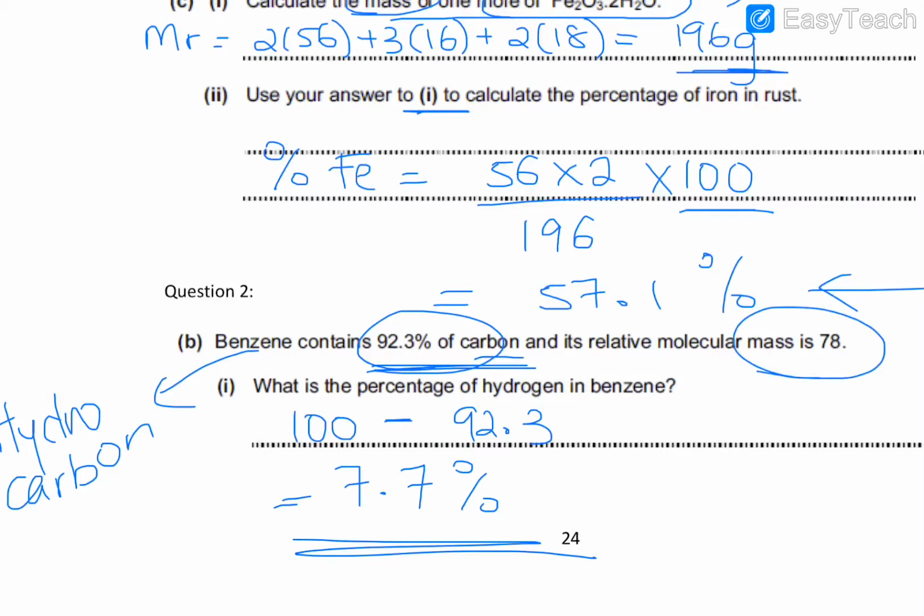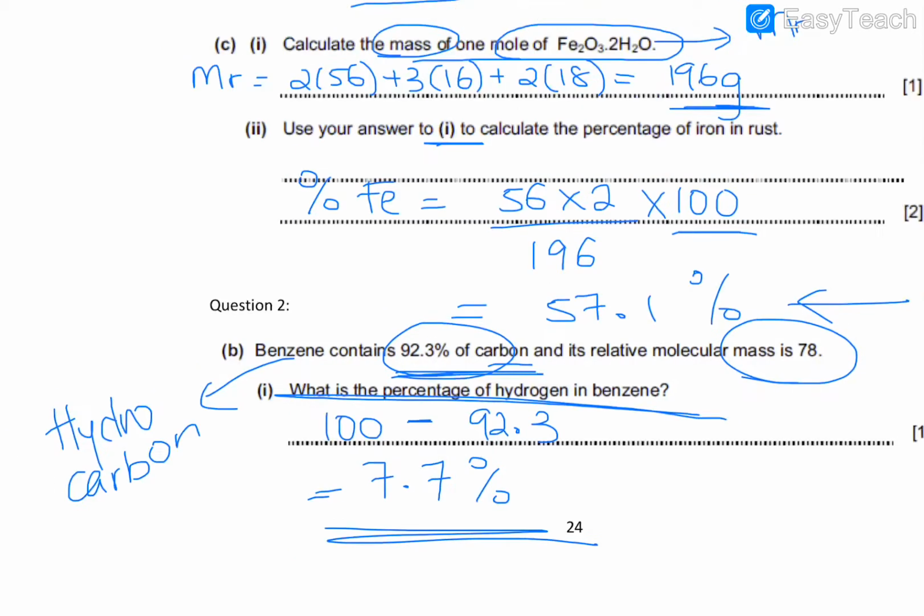You're going to see that this is part of another question which requires the MR. Here I just wanted you to see that percentage can also be calculated by a subtraction if you know that it contains only 2 elements. A hydrocarbon contains hydrogen and carbon only by definition. If there is 92.3% of carbon, hence the rest will be hydrogen.